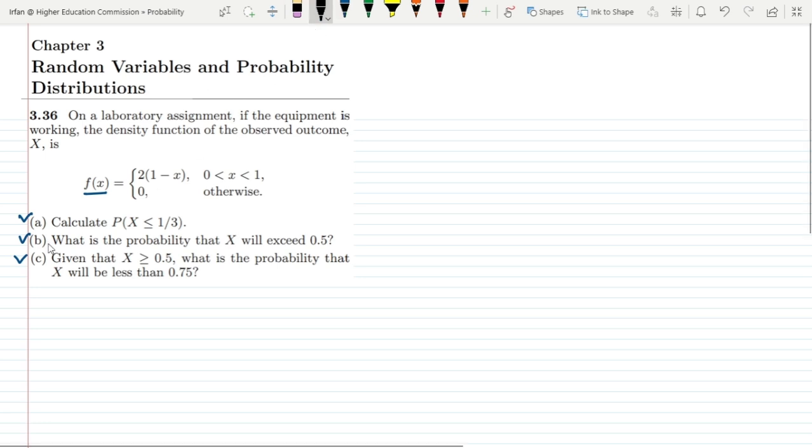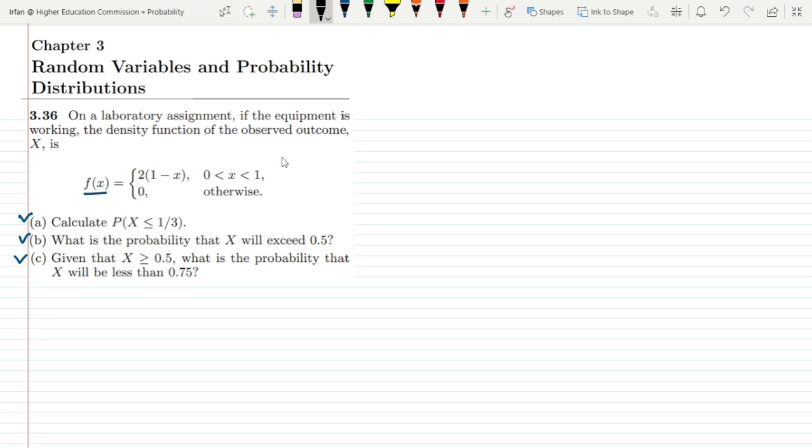So, let me look at the first part of this question, and this is calculation of the probability that x is less than or equal to 1/3. By looking at it, I can very easily see that if I find the CDF for my density function here, I can very easily find out this thing.